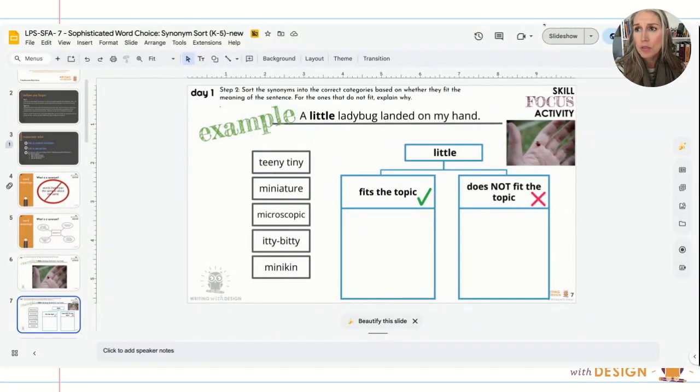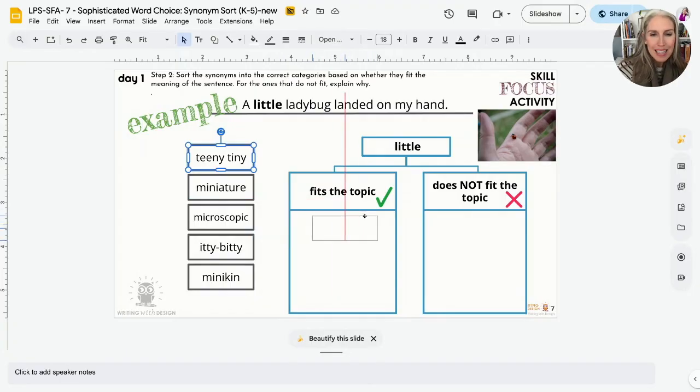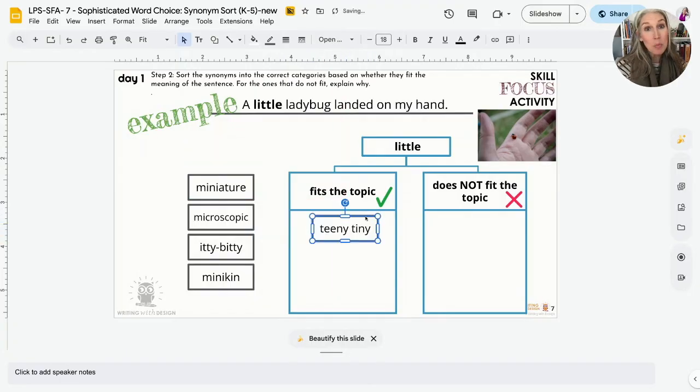So I'm going to just shift out of one setup to another one to just make sure that I can move things around on the screen here. So teeny tiny, as we think about that in terms of little, we're talking about that the ladybug is just this itty bitty, teeny tiny, right, little ladybug. So this one does fit. It's telling us the size, but teeny tiny is not too small that we would need like a magnifying glass to see it or a microscope, right? So that word really does fit the topic.